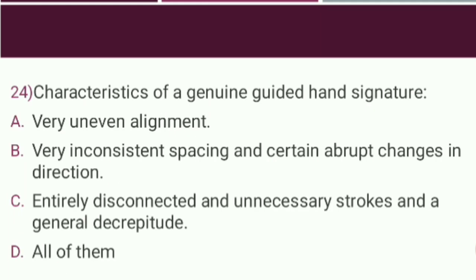24. Characteristics of a genuine guided hand signature. A. Very uneven alignment. B. Inconsistent spacing and certain abrupt changes in direction. Letter C. Entirely disconnected and unnecessary strokes and a general decrepitude. Or letter D. All of them.